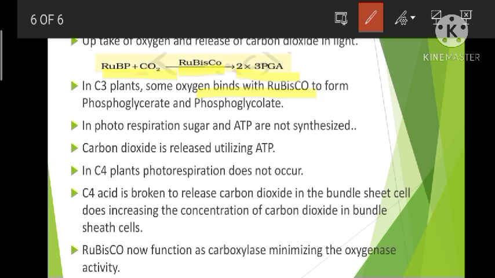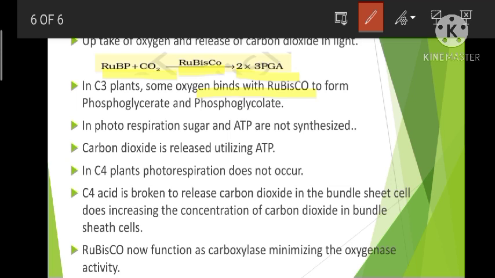Now in C3 plants, some oxygen binds with Rubisco. That is, when the concentration of oxygen is more, some oxygen can bind with the Rubisco, because Rubisco now will act as an oxygenase enzyme rather than a carboxylase enzyme. Because of that, carbon dioxide fixation will be decreased. Generally, RuBP combines with carbon dioxide to form 2 molecules of 3-phosphoglyceric acid, isn't it?